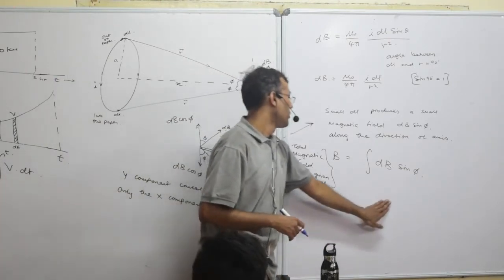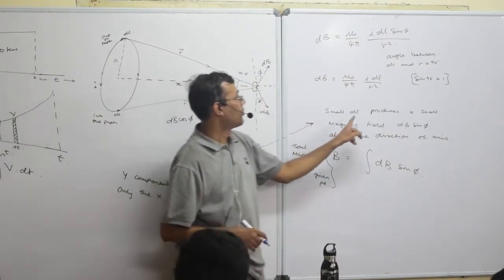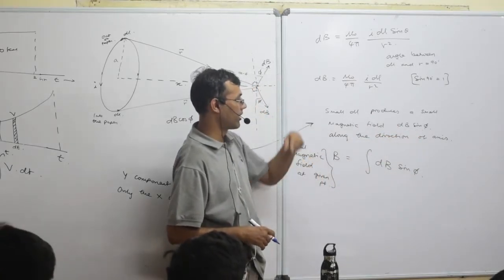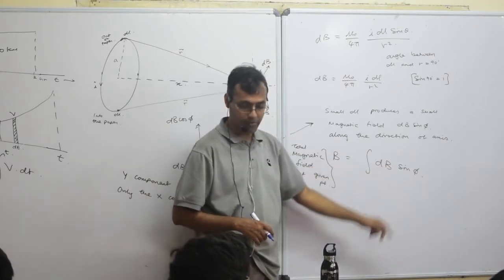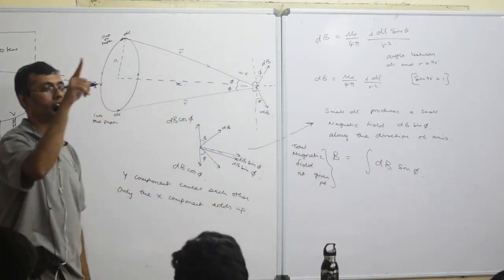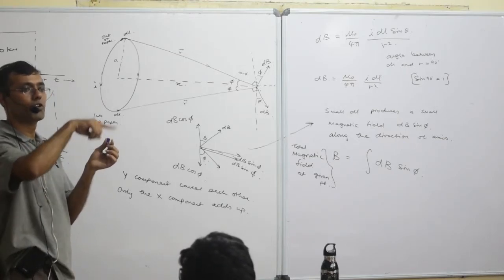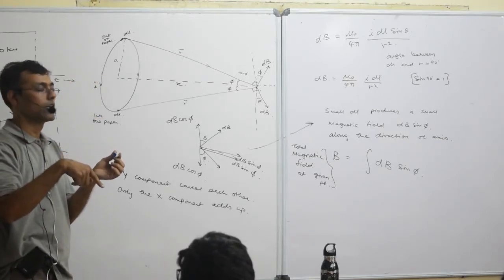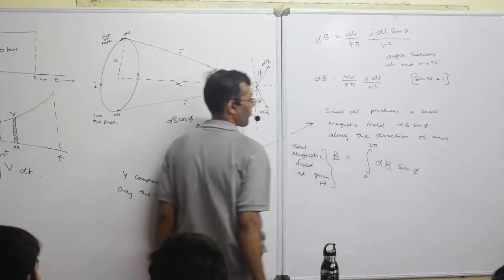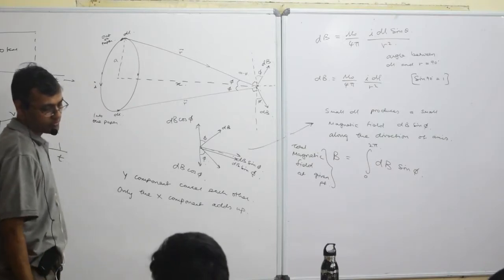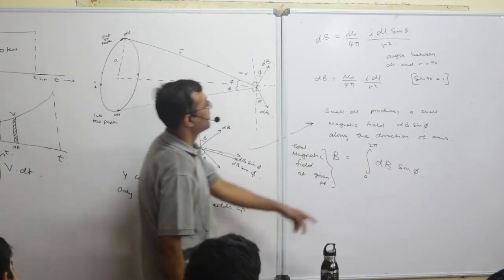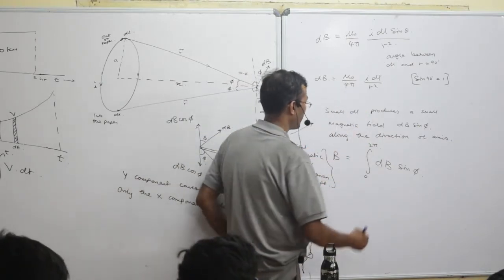Due to a small dl, I am producing a dB sin phi. If I want it for the entire circle, the entire loop, then I have to integrate it. That's the meaning of this. So in circle integration, I should say from 0 to 2 pi radians. But dB, I found the value as this one, so I'm going to substitute it here.